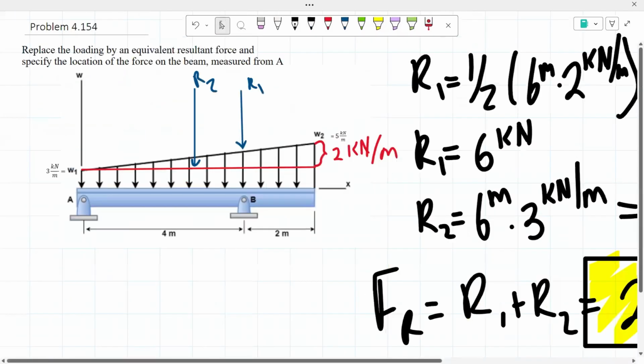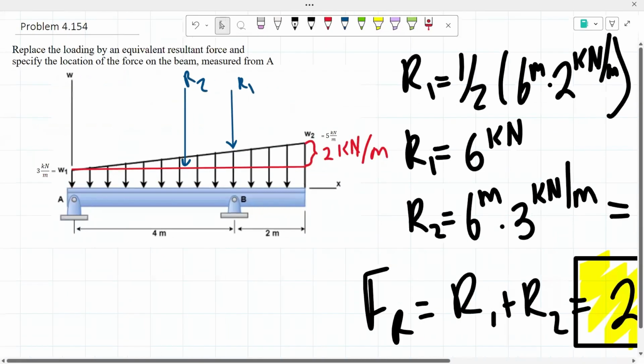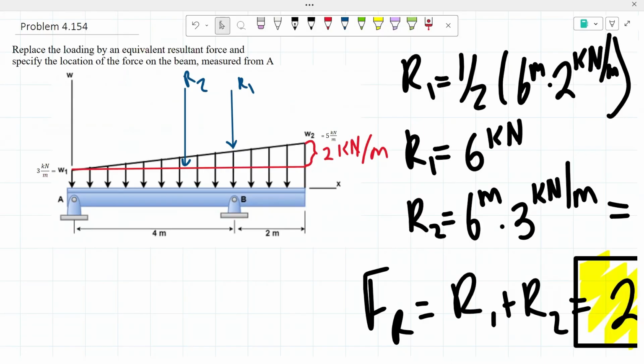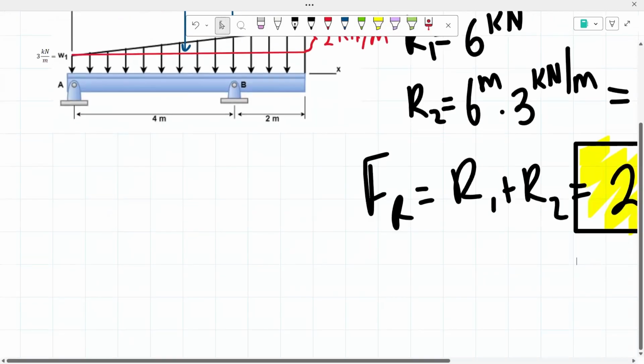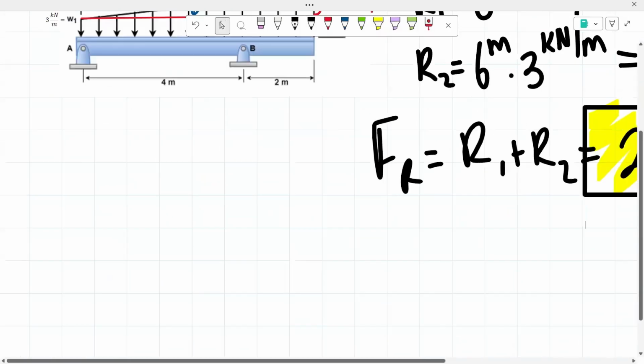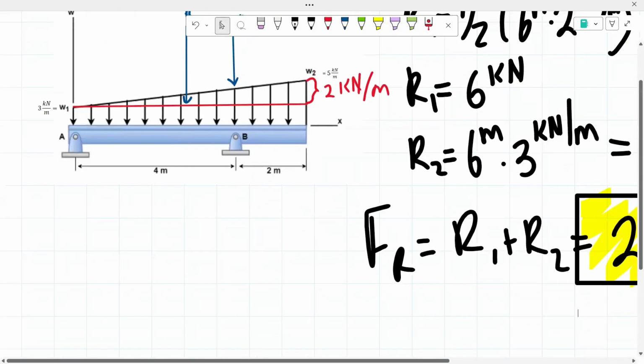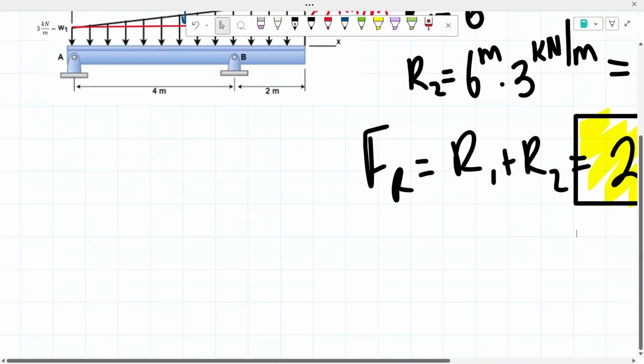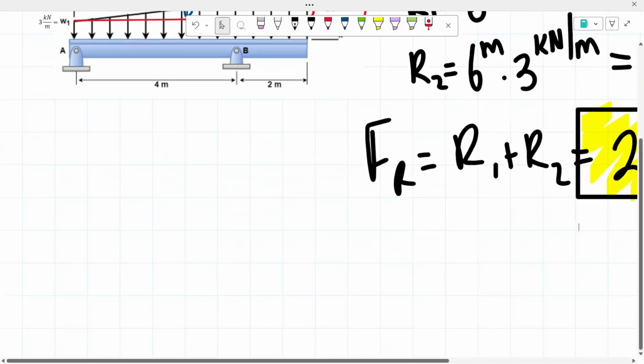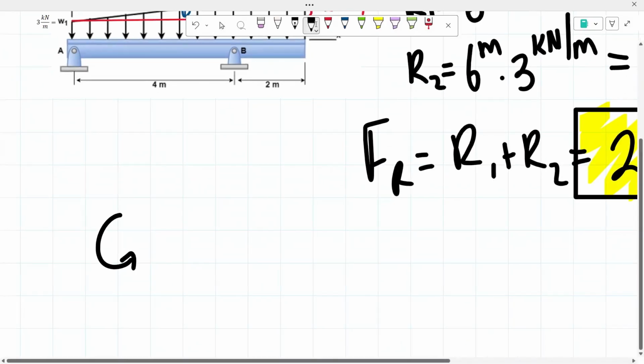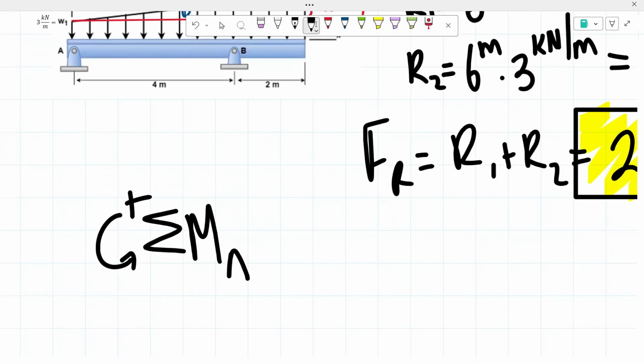So from there, the only thing that's missing is, since we already found the magnitude of that equivalent resultant force, now we just have to specify the location of the force. And to do that, we're going to write an equation that's going to help us determine that location. So we're going to write out the sum of the moments about point A. Our sign convention is counterclockwise is positive.